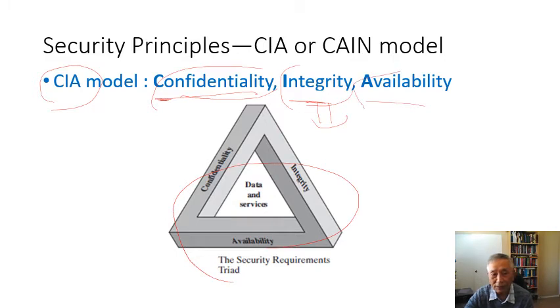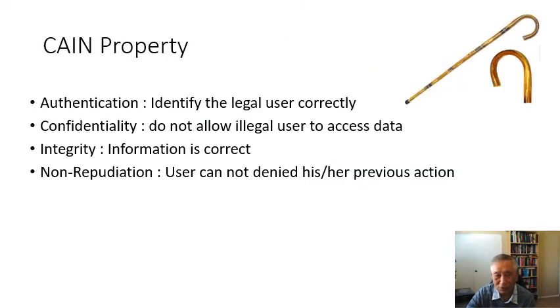And availability: we want to make sure that our data is available whenever we want to use it. So that's the CIA model, or CIA triad. But that is a little old model. So recently, the more commonly used model for the security requirements is CAIN.